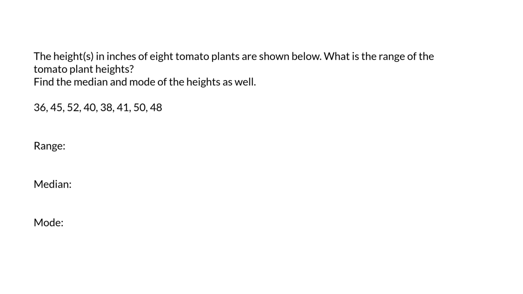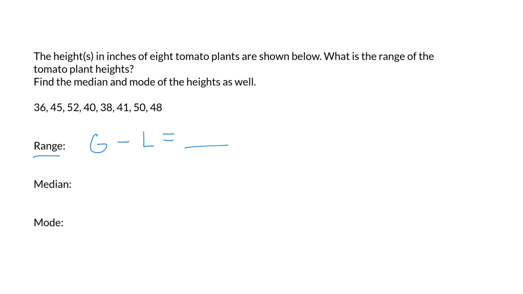Okay, here's one more problem to practice our learning target. The heights in inches of 8 tomato plants are shown below. What is the range of the tomato plants? We're also going to work to find the median and the mode of the heights as well. So remember from last week, when we find range, we take our greatest value and subtract our least value from that, and that difference is our range. So I'm going to look at my list. I'm not going to organize them or do anything with them yet. I'm just going to look at them.